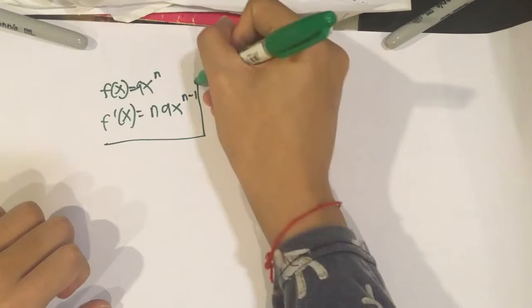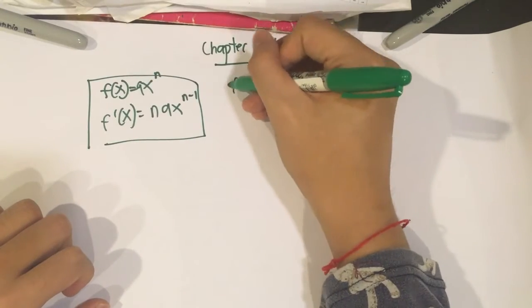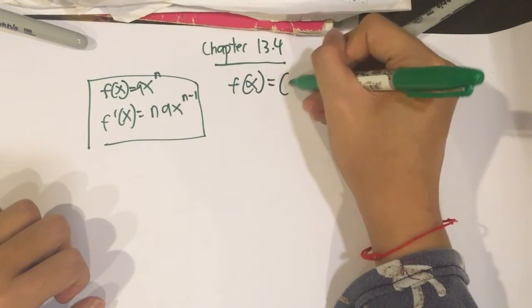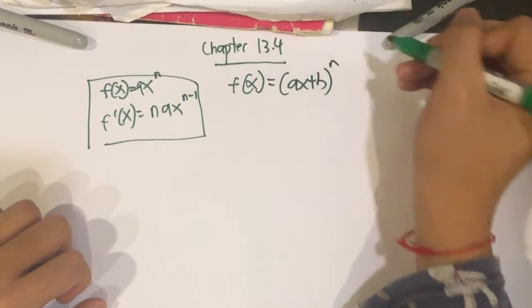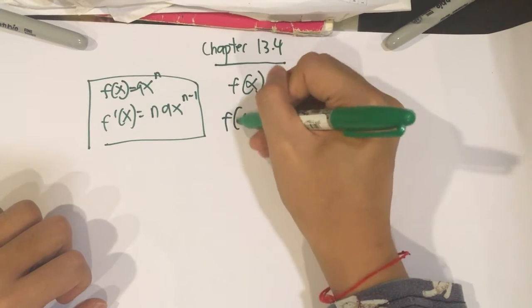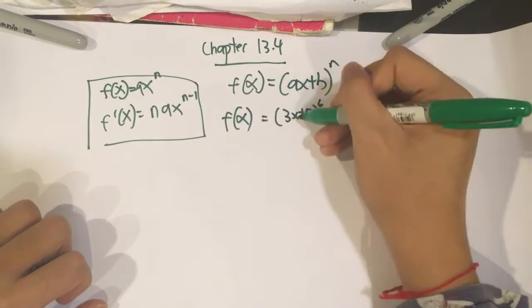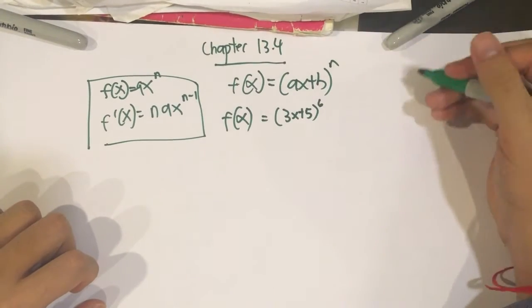This will not work in the cases where you have functions such as f(x) in the form (ax + b)^n. For example, something like (3x + 5)^6. You can't use the power rule in that sense.